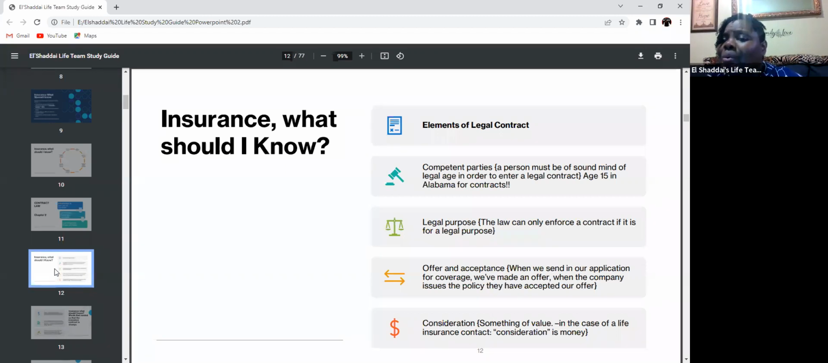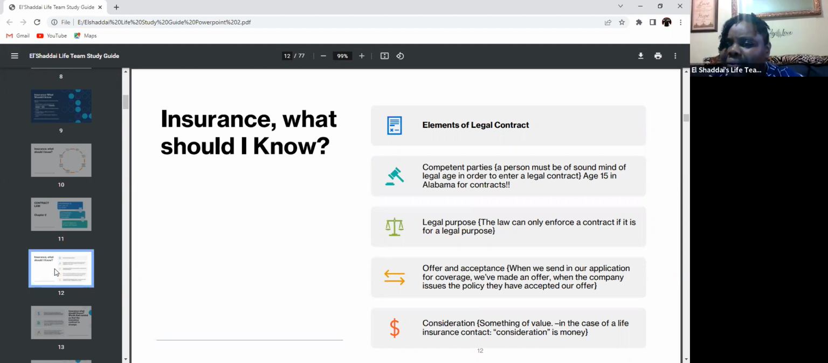Legal purpose. The law can only enforce a contract if it is for a legal purpose. You can't do it for some funny stuff. You can't do it for some weird, illegal stuff. It's got to have a legal purpose. Elements of a legal contract: competent party, must be for a legal purpose. Come on now, think about that.